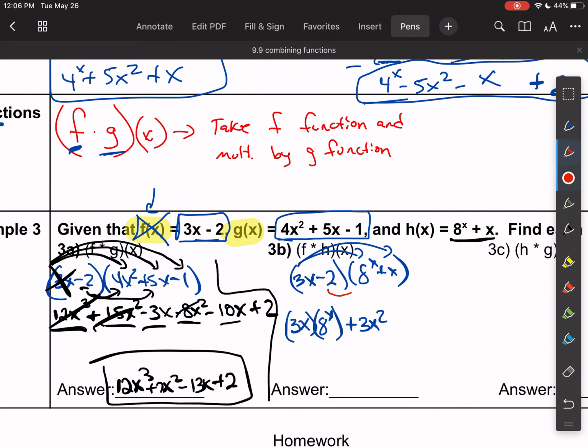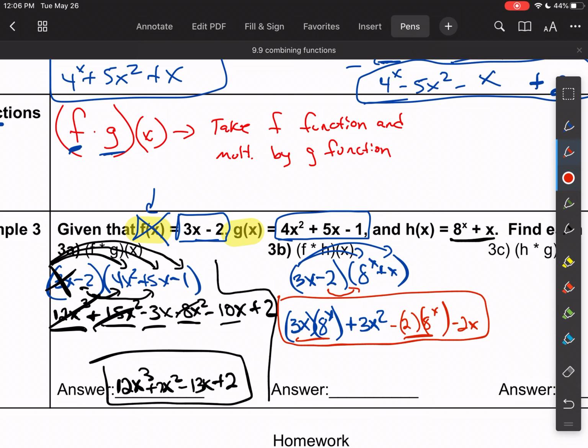Then here, negative 2 times 8 to the x, again I'm just going to leave it like this, negative 2 times 8 to the x. And then negative 2 times x is negative 2x. Okay, don't try to combine any like terms here. This is actually your answer. You can leave it just like this. I don't want you to try to combine these exponentials, because in fact you can't. They're technically not like terms, because we have this x here and no x here. I know that's a little bit weird, but just leave it like that. Don't worry about combining the exponential pieces. You're done.